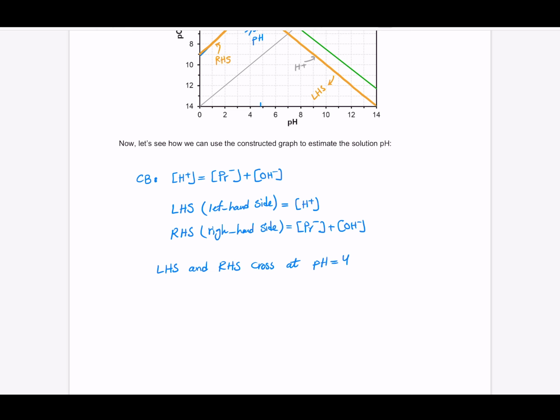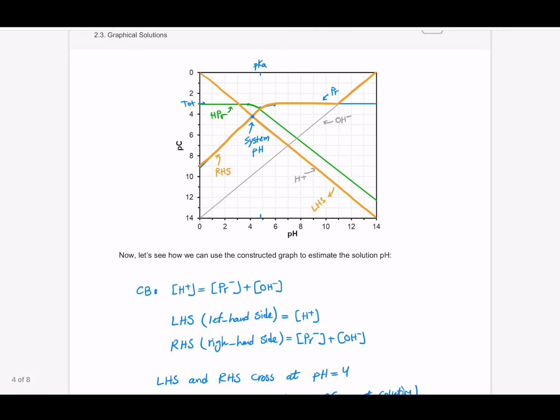And if you remember from the exact solution, without even an assumption, the exact solution from the previous lecture, the pH was 3.96 based on the exact solution. So this means this graphical solution is pretty accurate also, but the biggest benefit is not the accuracy.